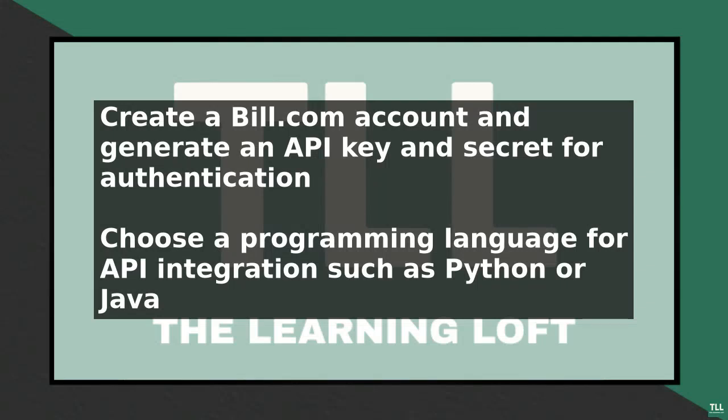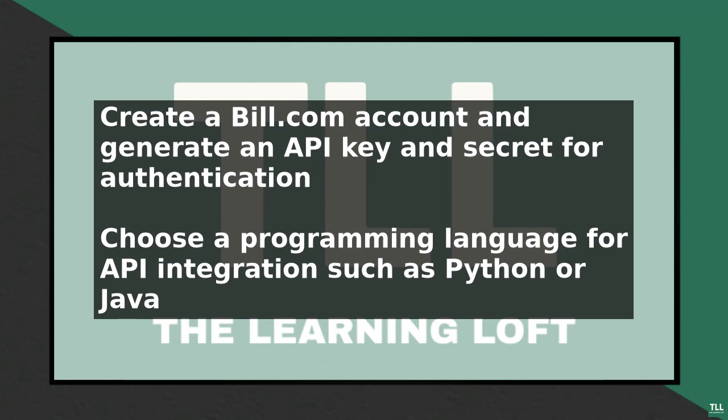To log the Bill.com API SDK, you need to follow a series of steps that enable you to track and monitor API requests and responses. First, you must have a Bill.com account and have generated an API key and secret.